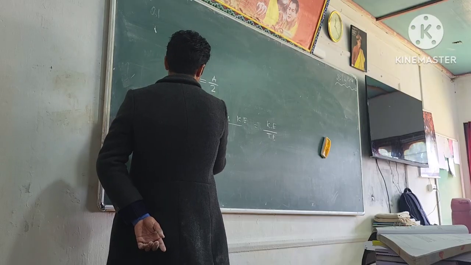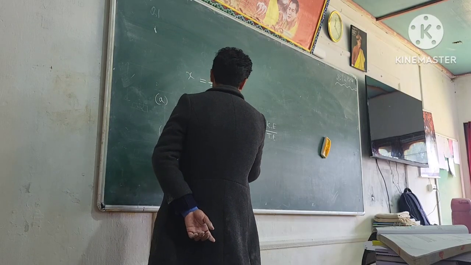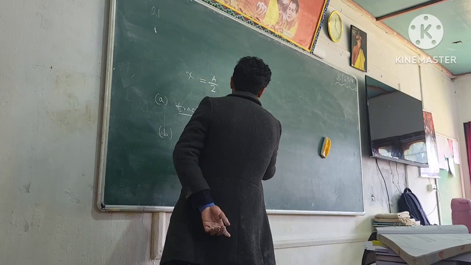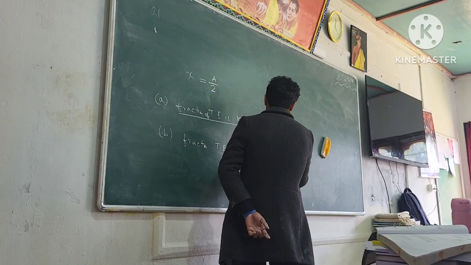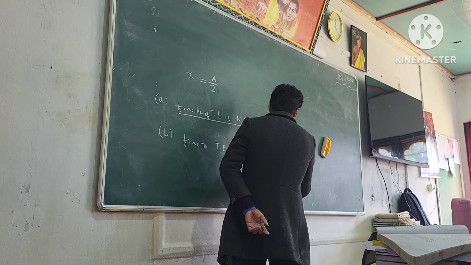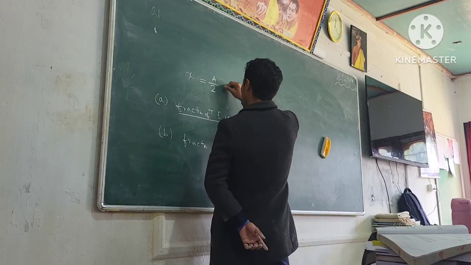Question number B is: what fraction of total energy is potential energy? So again, this means potential energy divided by total energy. Can I solve this? Now I think I can solve this one with this concept.